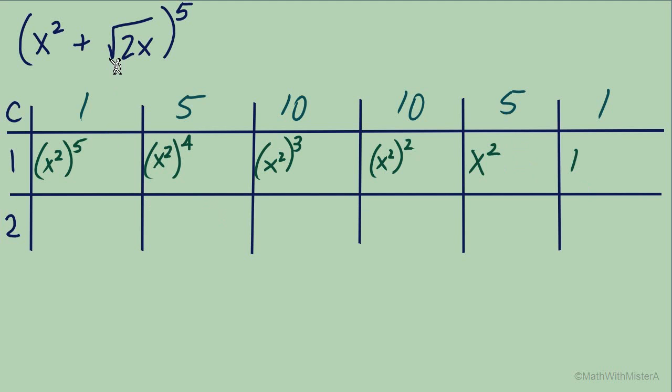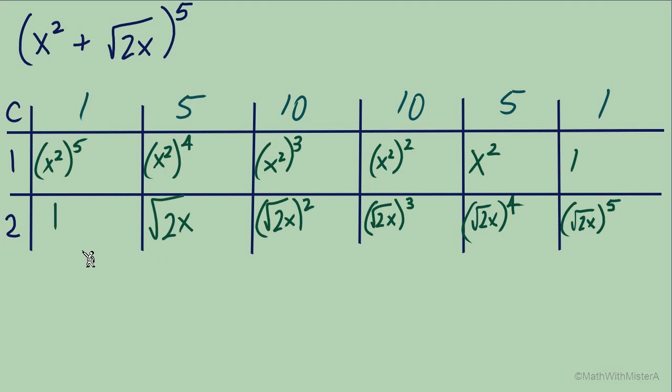Now let's fill in our second term that uses the radical 2x. I'll start on the right side this time and say back here is where we have the radical 2x to the fifth. Then moving left, radical 2x to the fourth, radical 2x to the third, and so on. First term is back to a 1 because of our exponent being 0. Now let's go through and simplify some of these a bit.